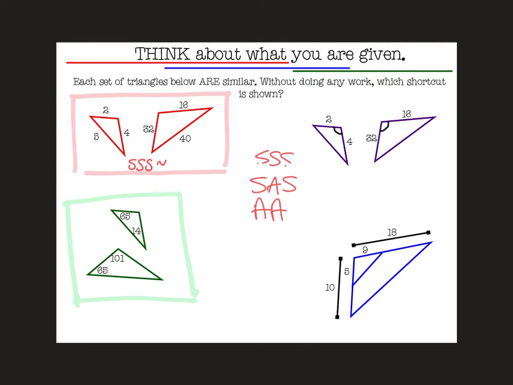Okay, perfect. So most of you are getting the correct answer for this one. If you look, there's only angles labeled. So we would want to look for angle, angle. There's no sides labeled at all. Okay, what about purple? Which shortcut would you be seeing here?